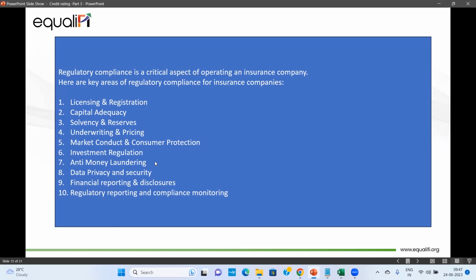Investment regulations: where they are investing the money, and how secure the insurance companies' investments are. Next, very important, is anti-money laundering, which is a very big aspect. There are a lot of things included, such as whether they are investing in any instrument involved in money laundering or not, and that becomes important. Financial reporting and disclosures are important, and regulatory reporting and compliance monitoring are also very much important.